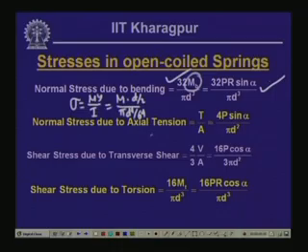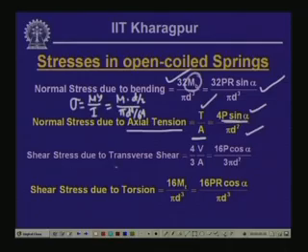Now, normal stress due to axial tension is equal to the tensile pull divided by the cross sectional area, and the tensile pull, as we have seen, is equal to P sin alpha, and the cross sectional area is pi d square by 4. So, this is 4 P sin alpha by pi d square.